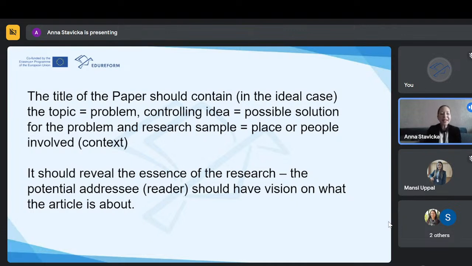The title of your paper should reveal the essence of the research. The potential addressee, the reader, should have a vision of what the article is about. For instance, I read the title and I see, okay, this is how the author resolves this or that problem. And if I'm interested in this research field, then I will definitely go for that. So you understand that formulating the title is very important. And in my opinion, we have to start with it in the very beginning of the paper writing.